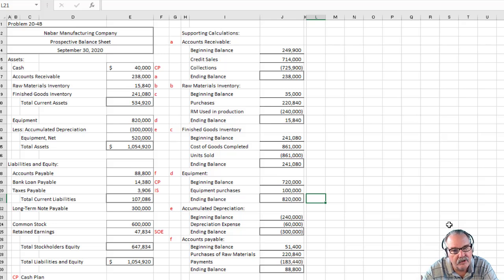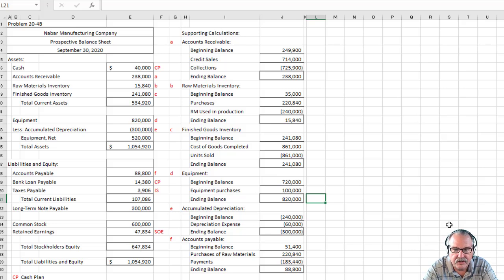We're doing what's called a roll forward, taking the beginning balance, adding the credit sales, subtracting the collections, and our ending balance is $238. You'll also notice that $238 is the amount of credit sales in the month of September because there's a 30-day time lag. Then we roll forward raw materials inventory. We started with a beginning balance of $35,000. We bought $228.40. We used $240, so our ending balance in raw materials inventory is $15,840.